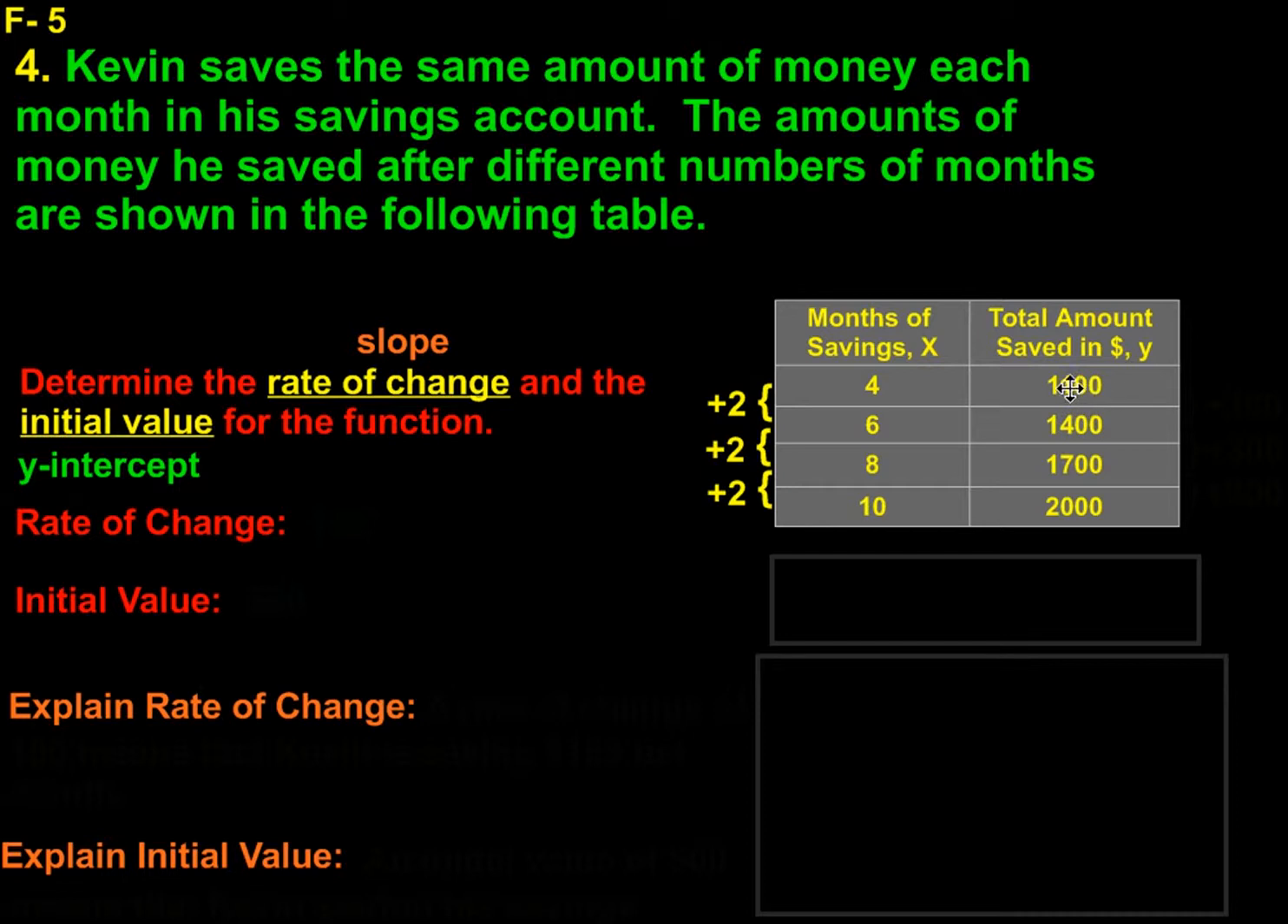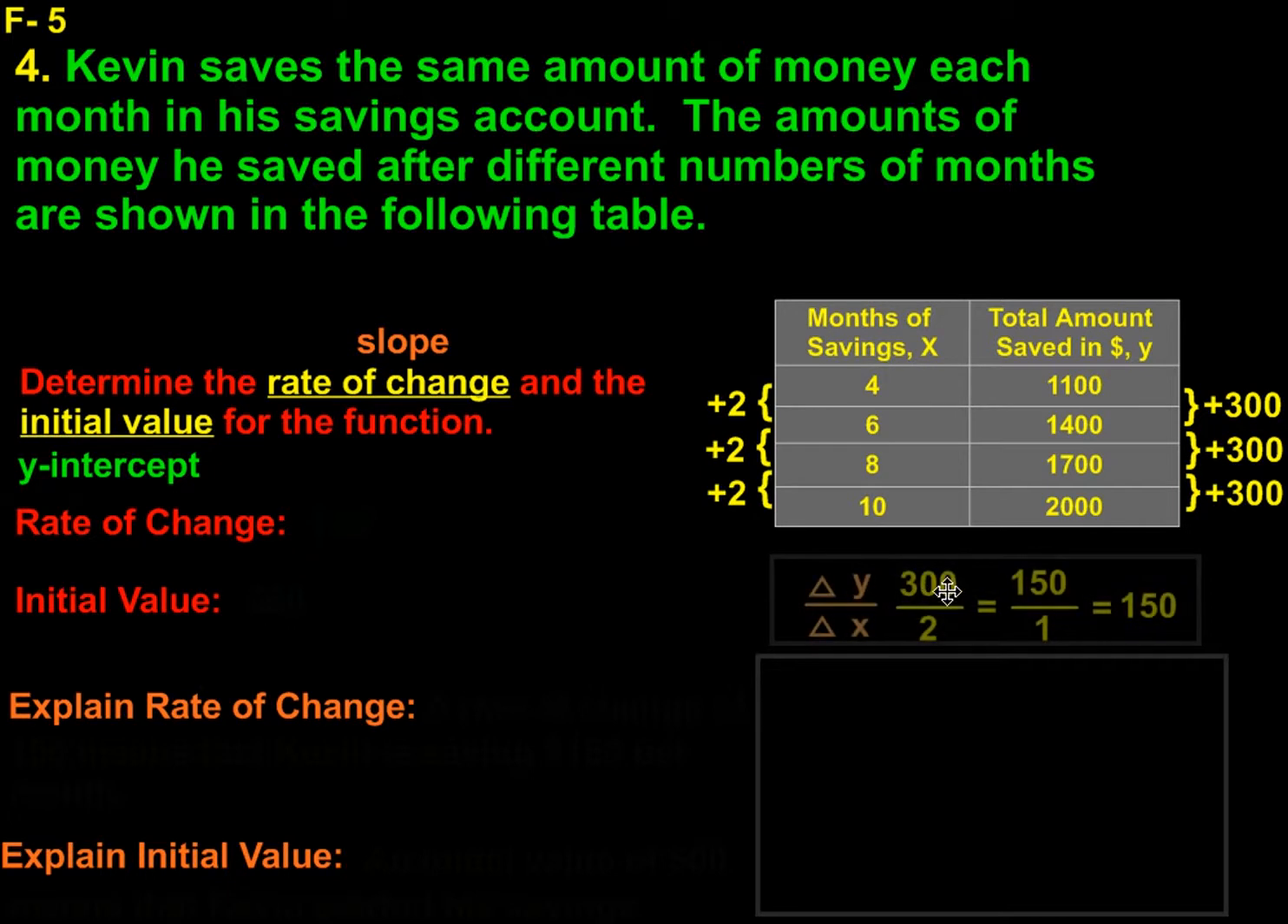And then we're looking at the amount of money that was put in. So on the 4th month, he had $1,100, and then at the 6th month, he had $1,400, which is a gain of $300. The 8th month, he had $1,700, another gain of $300, and in the 10th month, $2,000. Another gain of $300. So now I need to think about the change in y over the change in x, and as you can see, that works out to be 300 over 2, which breaks down to 150 over 1, or 150. So my rate of change, or my slope, is 150.